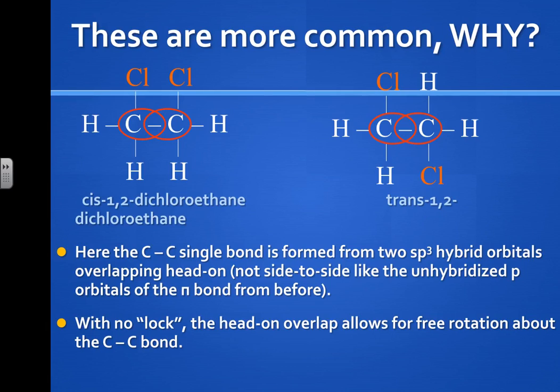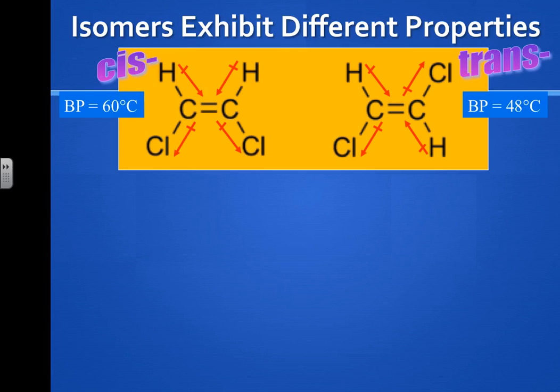So again, hopefully that makes sense. So what's so important about cis-trans isomers, besides maybe being able to recognize them on paper and know what cis and trans mean? Well, here's the real deal. Properties. Isomers exhibit different properties. The same cis-trans isomers we've been talking about the whole time here are dichloroethane. Notice that the cis isomer has a boiling point of 60 degrees Celsius, whereas the trans isomer has a boiling point of 48 degrees Celsius.